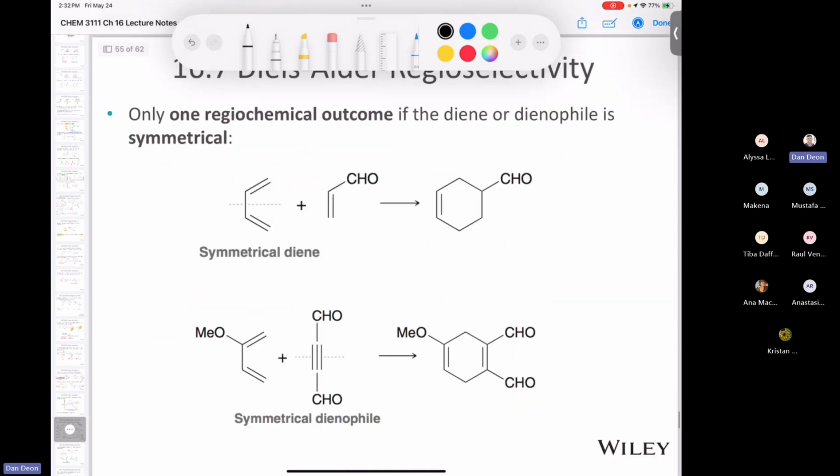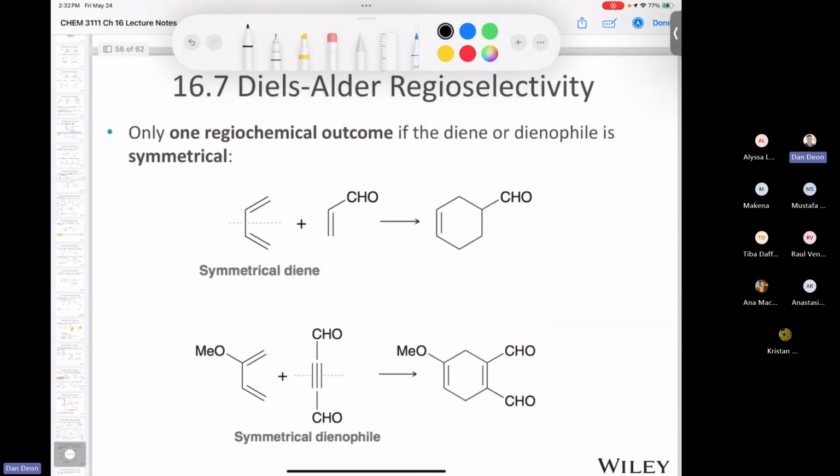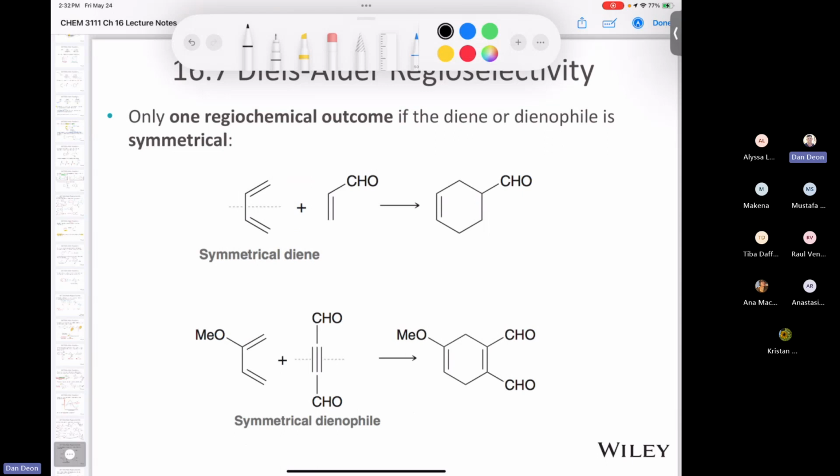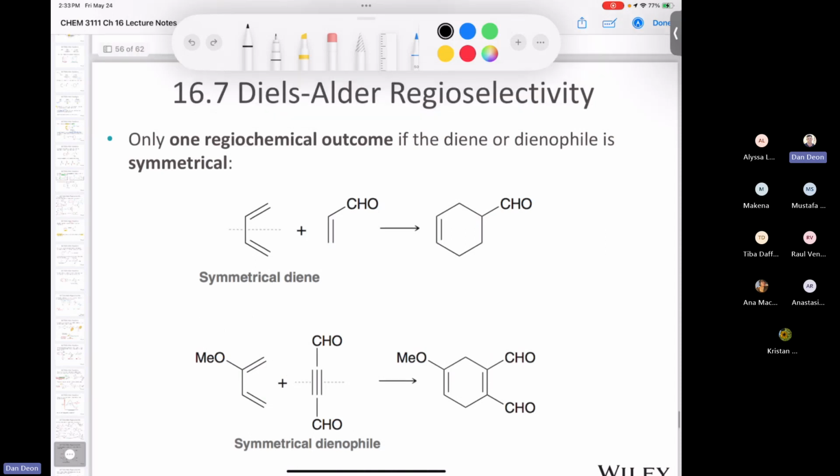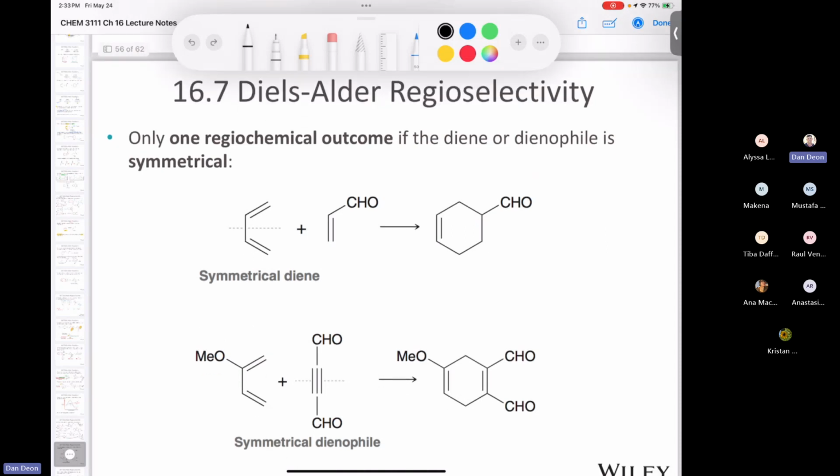Okay, so now that we've got that, if you're wondering, well, what would happen if I had an unsymmetrical diene and an unsymmetrical dienophile? That's a great question. And we actually look at that, okay? And again, I was telling my students before I started recording this lecture that getting into the nitty-gritty of the regiochemistry, this is new for the 4th edition of the textbook, okay?